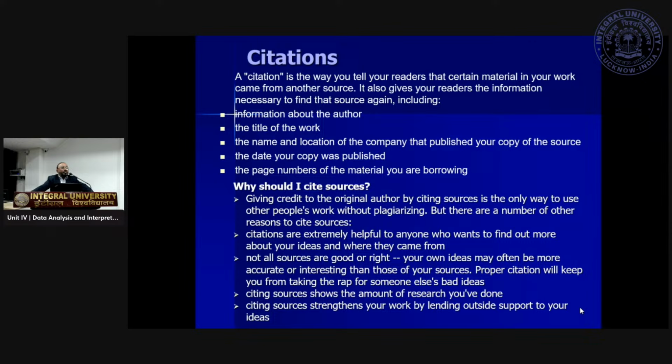If I have written a paper, for example, and you are using that paper, or some portion of that paper, or some idea from that paper, you can mention my name, my title, my journal name, and page number in your reference. So that will give me one citation. So citation is the way you tell your readers that certain material in your work comes from another source.